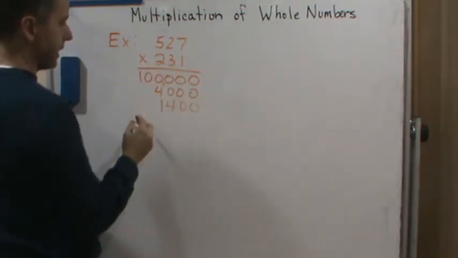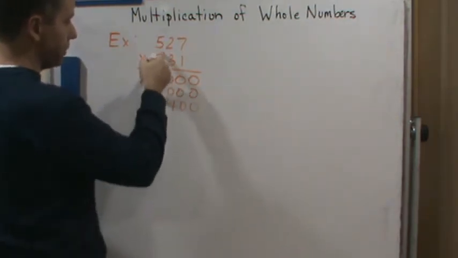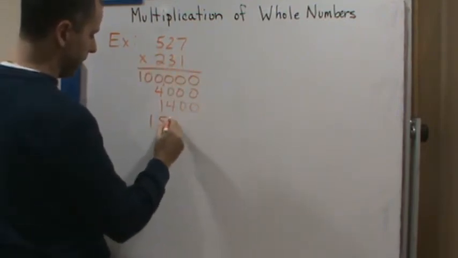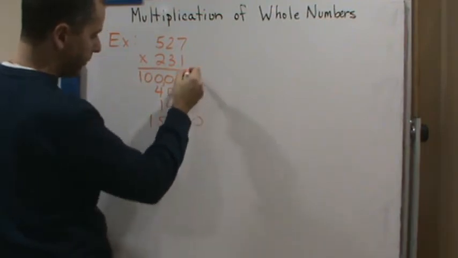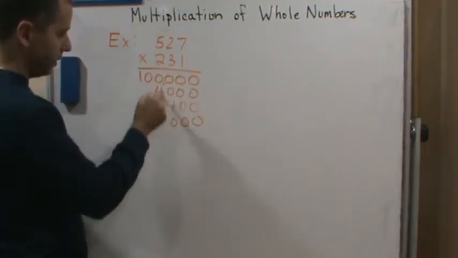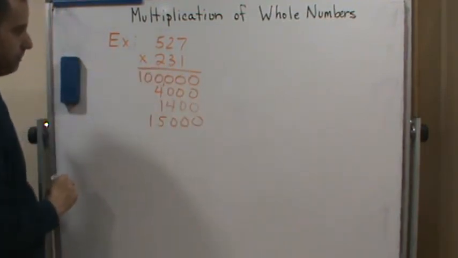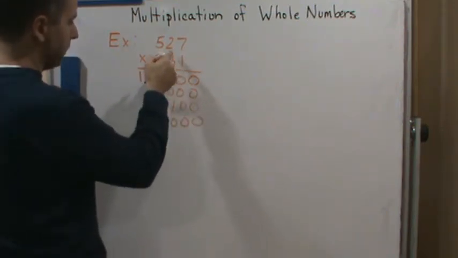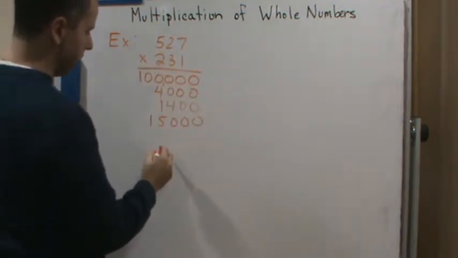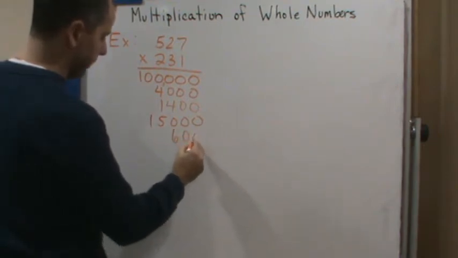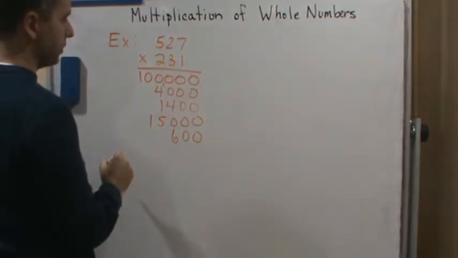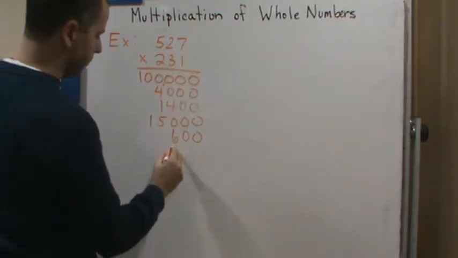I'm going to do 3 times 5, which is 15 followed by 3 zeros. And see how I'm keeping everything in nice, orderly columns. Now I'm going to do 3 times 2 is 6, followed by 2 zeros. So that's going to be here. And then I'm going to do 3 times 7, which is 21, followed by 1 zero.